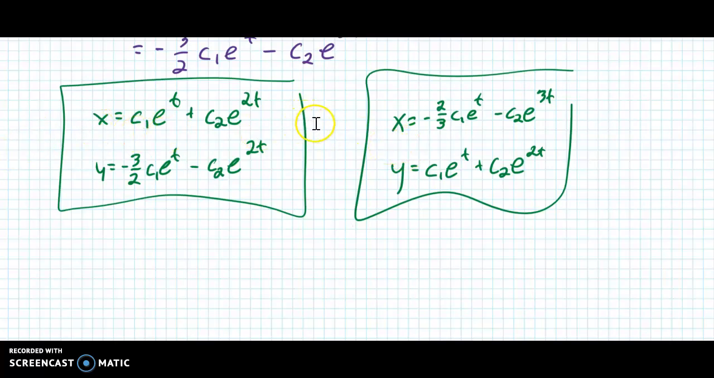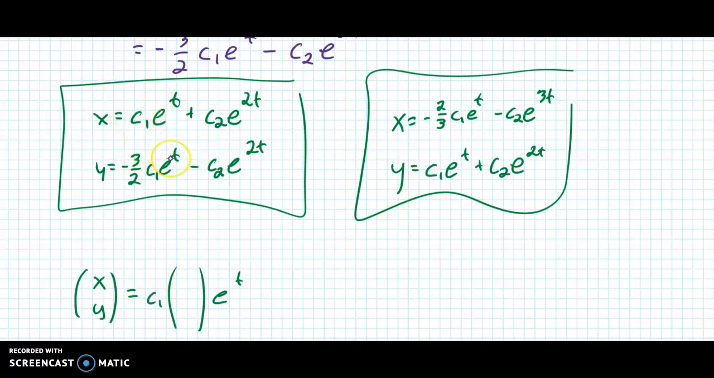The last thing I'd like to show is another way to write this form right here. I can write it using matrices or vectors. I can write x, y equals, see that both of these terms have an e to the t? So I'm going to write an e to the t. And then I'm going to write a little vector like that. And then see that they both have a c1. So I'm going to put my c1 here.